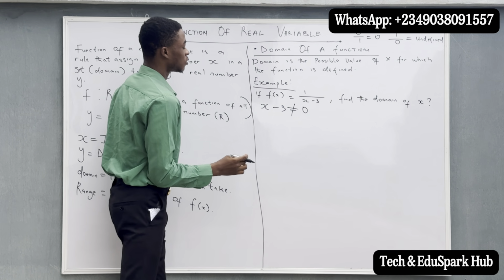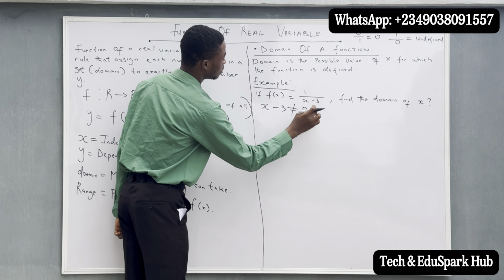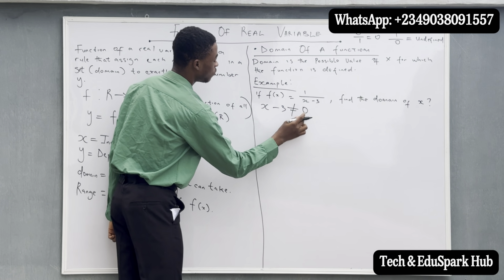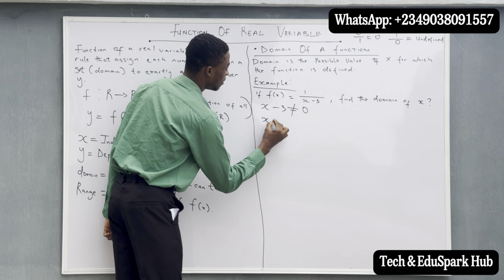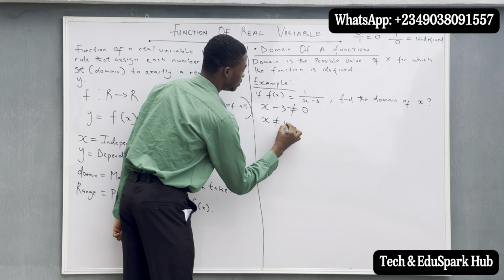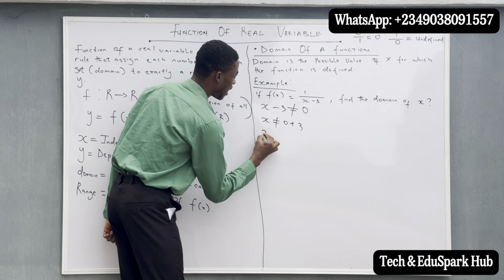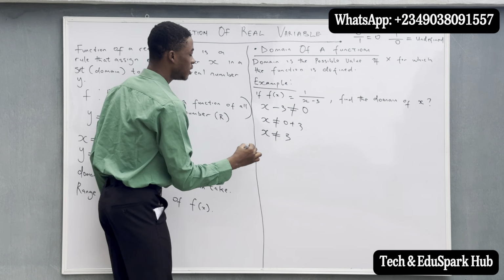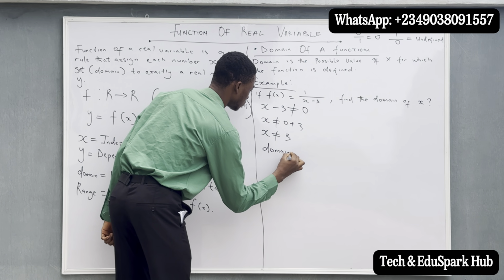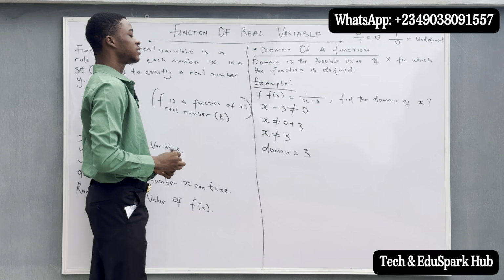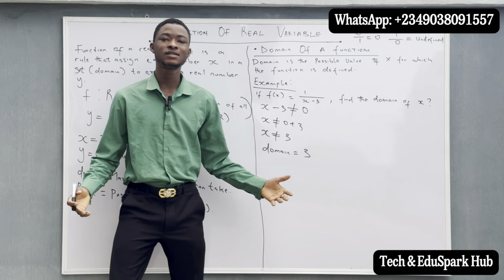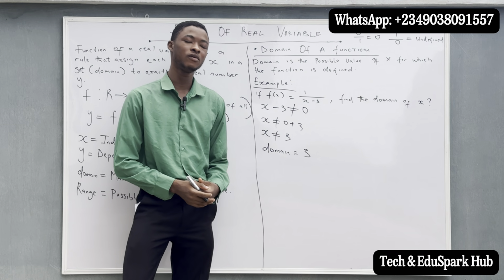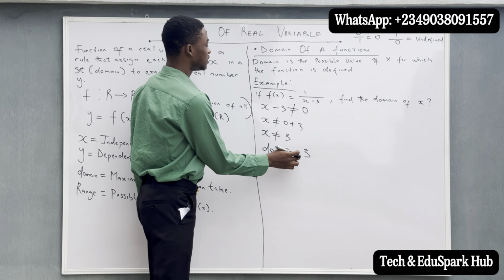So in this kind of question, all you just have to do is to take x what? To the opposite direction, and it will become what? The positive sign. So we have x must not be equal to what? 0 plus 3. So we have x must not be equal to what? 3. So our domain is what? So this is our domain to this kind of question, and this is how to solve questions under domain of a function. So our domain is 3, which means what?